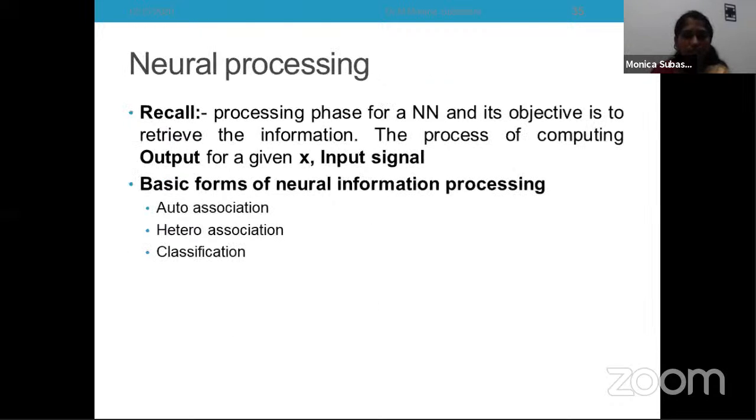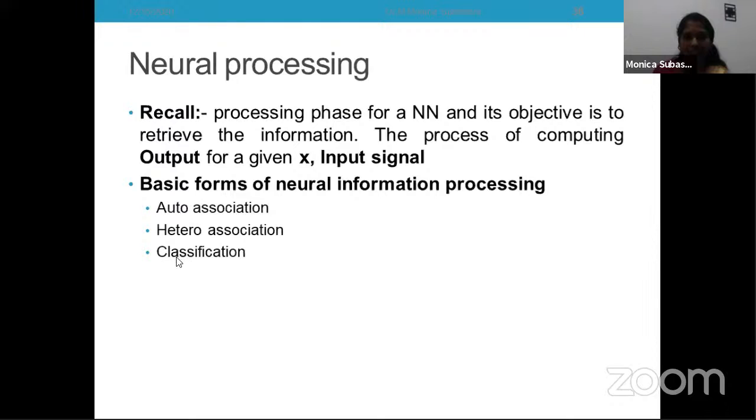Next, important information related to imaging techniques. It is actually based on recalling techniques. If you consider the neural processing or the computing procedure, there are three basic forms of neural information processing. First one is auto-association, next hetero-association, third one is classification.